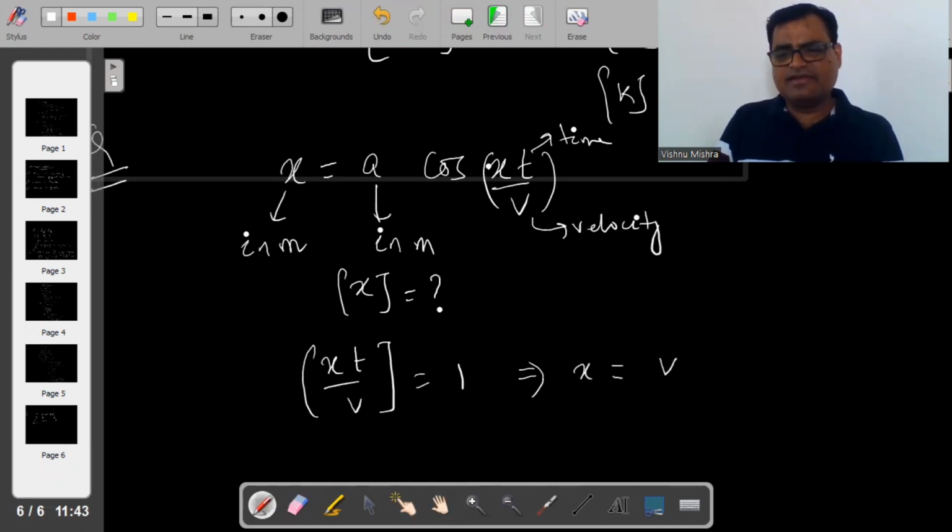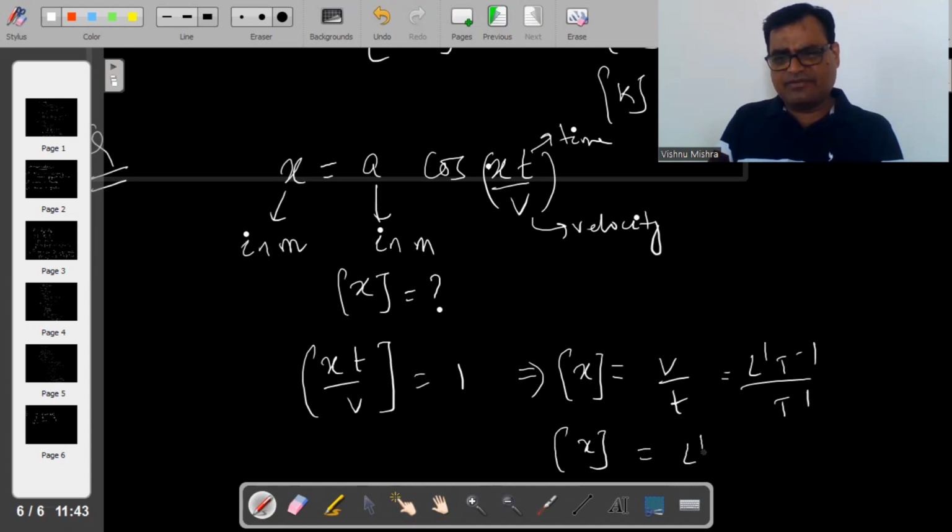So x is equal to v by t. So my velocity is what? L1 t minus 1 by t1. So x is equal to, what will we get? L1 t minus 2. X is L1 t minus 2. समझ में आ रहा है? How to write the dimension of unknown physical quantity? Clear? The trigonometric ratio is always dimensionless. Your constant power is dimensionless. Like this, you can solve it. This is a simple way for first analysis. Clear about this or not? This is a simple way.